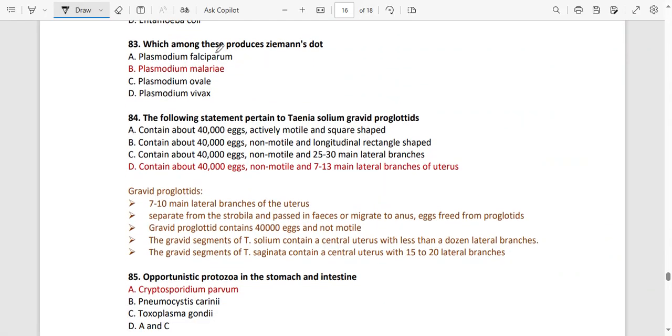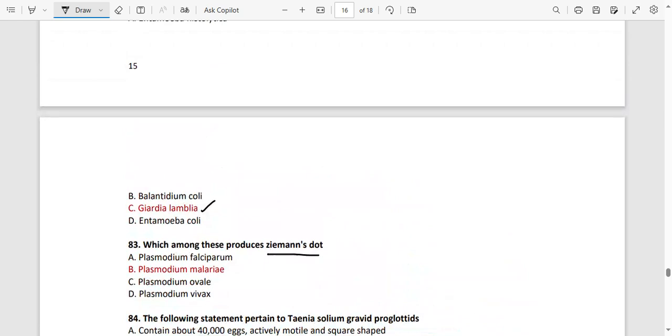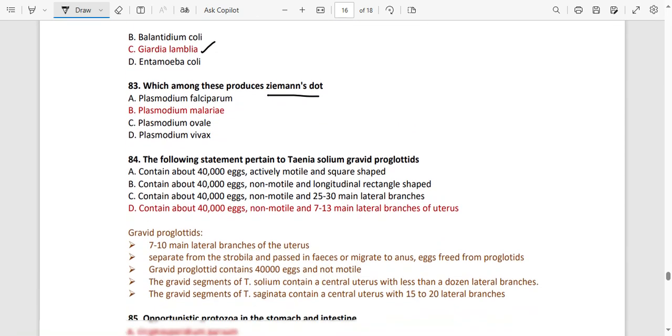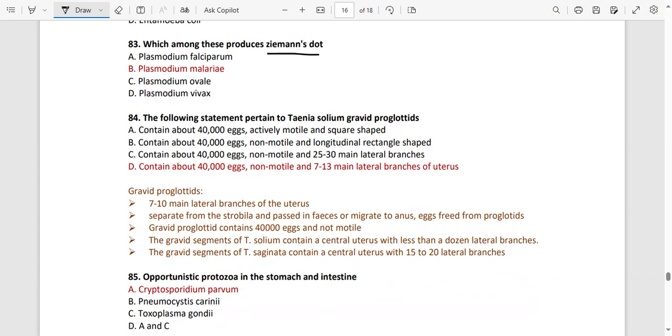Which of these produces Schüffner's dots? Option C. So about the Maurer's dots, they are in Plasmodium falciparum. Remember we mentioned, which one was that? I said Schüffner's. Schüffner's dots, you are going to see them in Plasmodium ovale and vivax, but they are not present in malaria. Instead, malariae has the Ziemann's dots. So that's one we need to take note of.